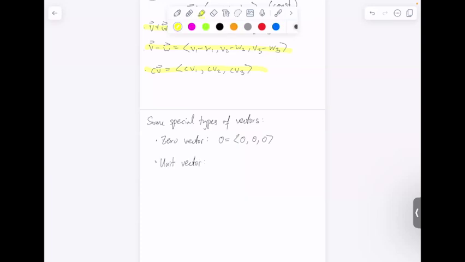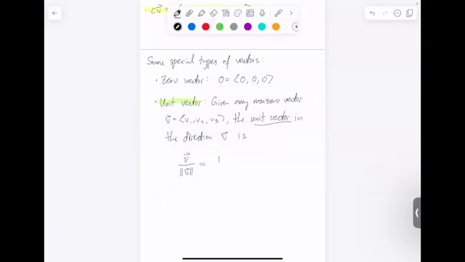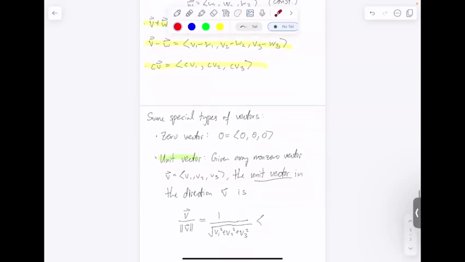Slightly less dumb, but also probably more important, is the unit vector. I'll highlight this because it's slightly less dumb and actually useful. The unit vector, given any non-zero vector v, in the direction of v is v divided by its magnitude. This has components. You divide out by its magnitude, which is the square root of v1 squared plus v2 squared plus v3 squared. And this is a number c, for example. And so you just multiply this to v1, v2, v3.